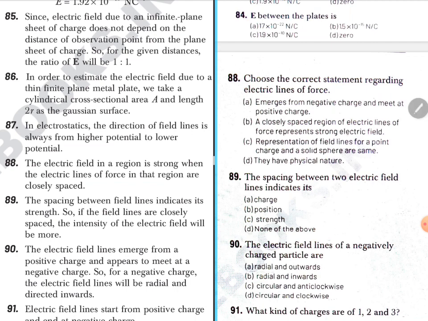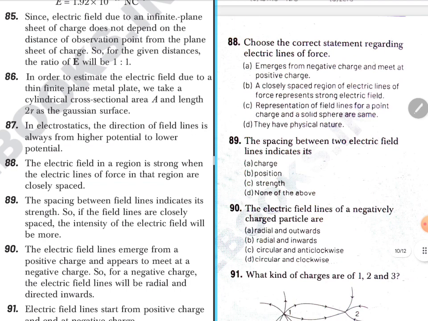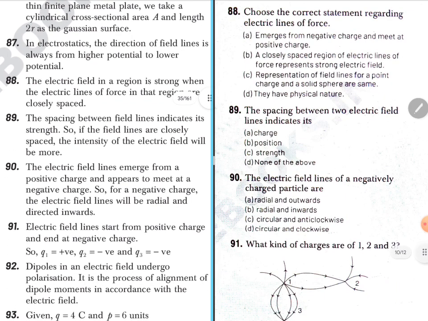So closely spaced regions of electric field represent strong electric field. So option number B. The spacing between the two electric field lines indicates its strength only. 89th, it only indicates the strength, intensity, or we can say intensity. So option number C.